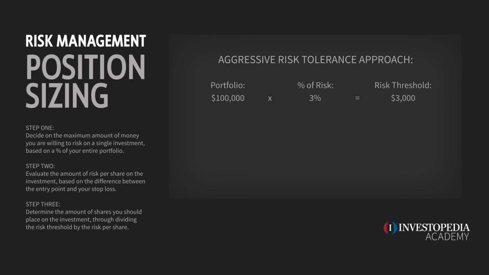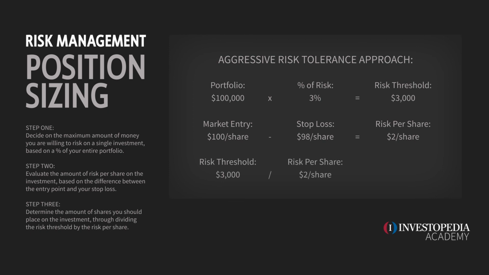If I'm willing to put my stop loss $2 per share below where I buy it, that $3,000 of portfolio risk divided by those $2 per share of risk means that I need to buy 1,500 shares in order to express this trade in the market given my specific risk parameters, time horizon, and overall objectives.